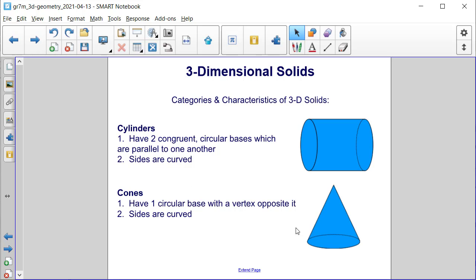Here's a cone. A cone has one circular base and a vertex opposite it, and a curved side that goes around and connects the vertex to all of the sides of the circular base.